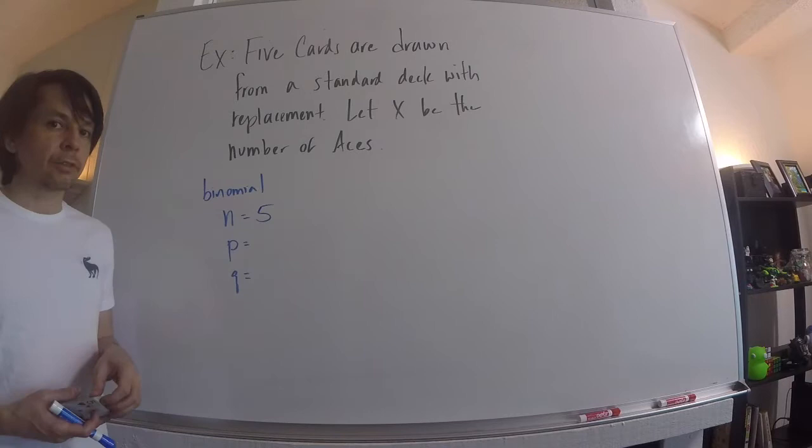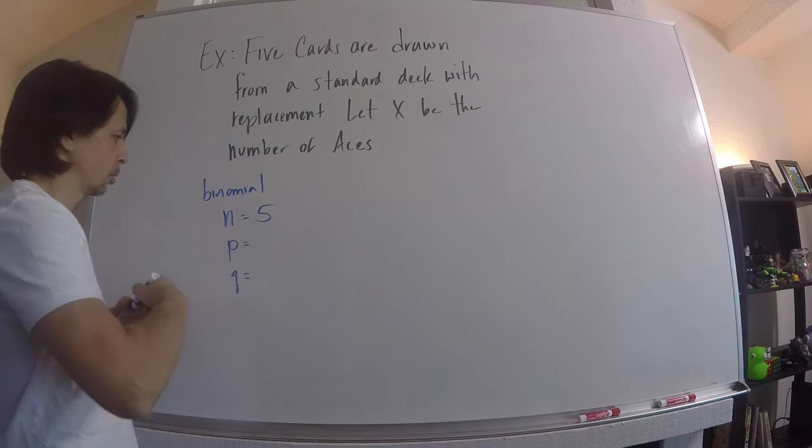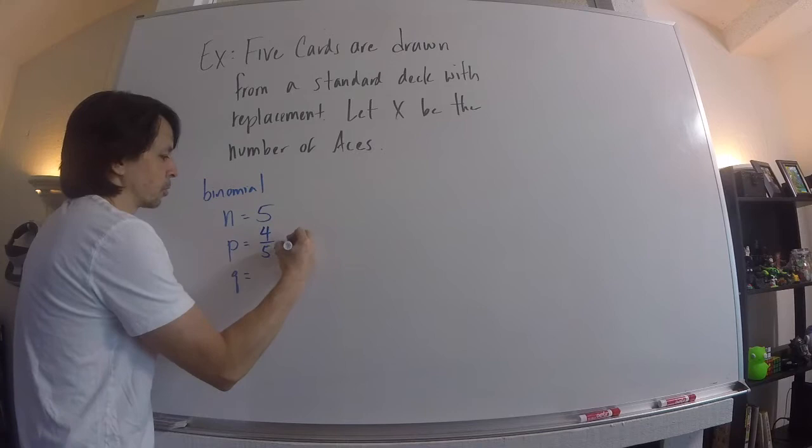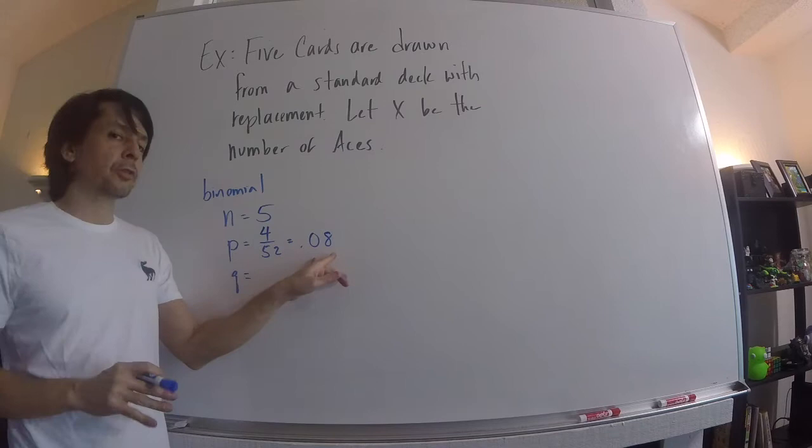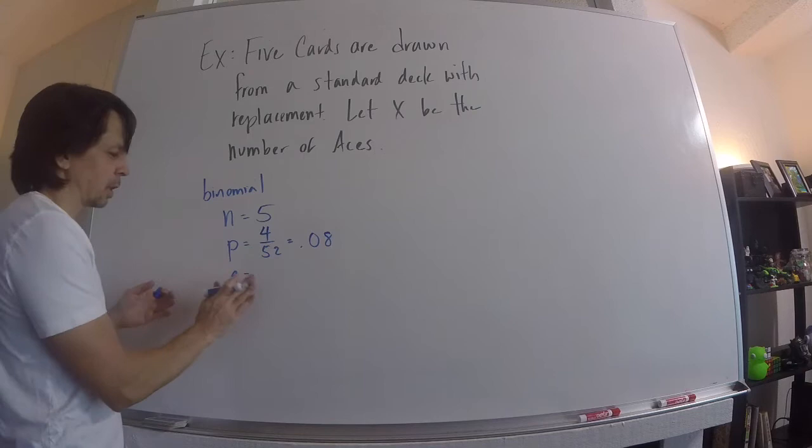Ace. It's 4 out of 52. I'll write it out. Again, this is not official notes. 0.0769. I'm going to leave it as 0.08. I'm going to round off things to two places this time because we're not really working with this. All right, so there's an 8% chance of me getting an ace on a single draw. q is 1 minus that, so 0.92. You don't actually need it when you start working out your probabilities.